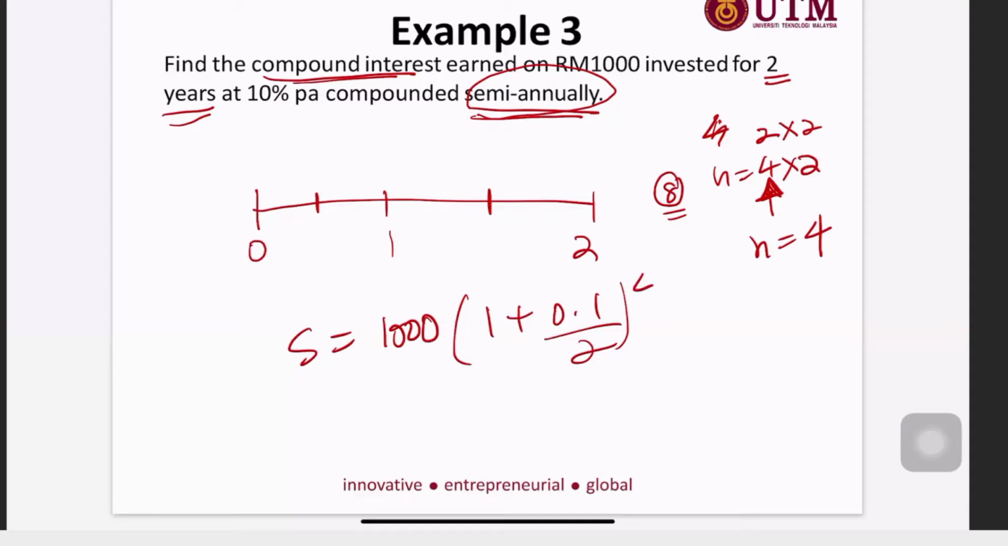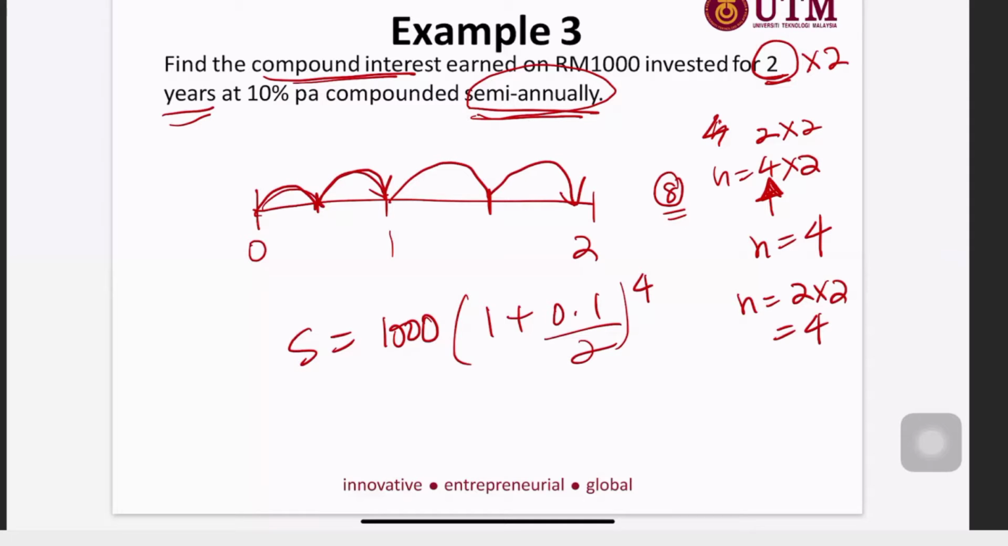Okay. So your n should be 4, because here you have 1 year, you have 2 compounded, right? So that means this one is 1 and 2. So for the first year you have 2. However, for the second year you will have 1, 2, 3, 4. So that's why your n should be 4. So your n would be 2 times 2 is equal to 4, because you have 2 years and you have compounded semi-annually, so you times with the 2.